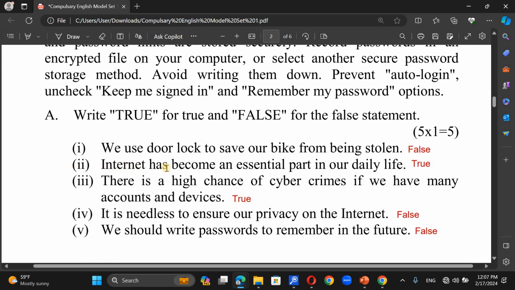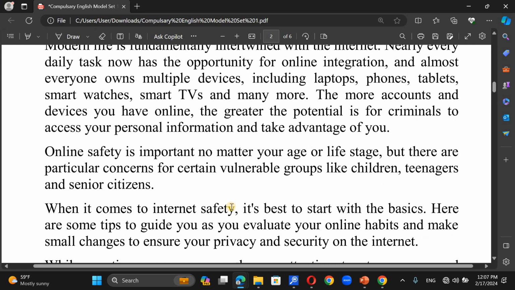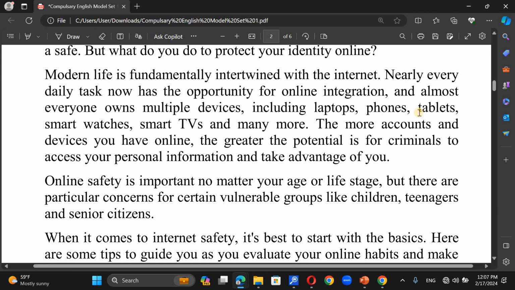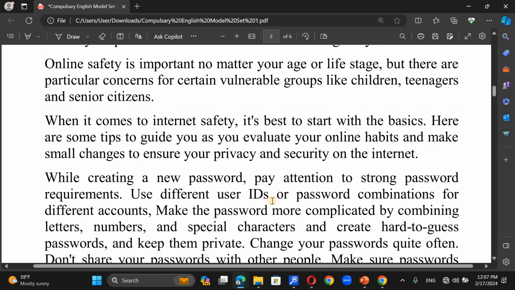Question number 2. Internet has become an essential part in our daily life. That's true. Now third, there is a high chance of cybercrimes if we have many accounts and devices. Yes, this is also true. You can find this in the text above. The more devices you have, the more there are chances of cybercrime.